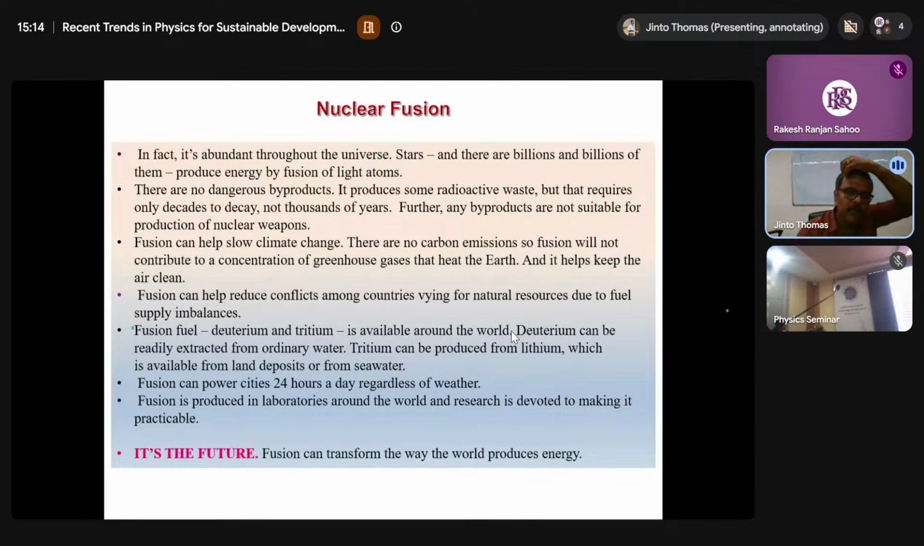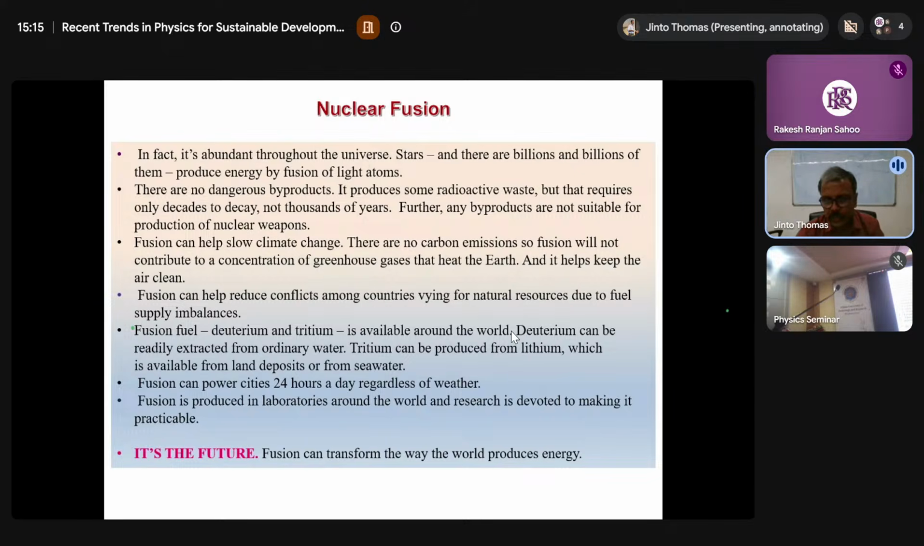So just briefly about nuclear fusion, I'm sure that most of you are aware of that. It is very abundant, as all the celestial bodies are providing it. And as I mentioned already, there are no dangerous byproducts. Fusion can help to slow climate change, because you are going to have net zero emission, and that itself will help us in preventing climate change, and that is going to give you more clean air.